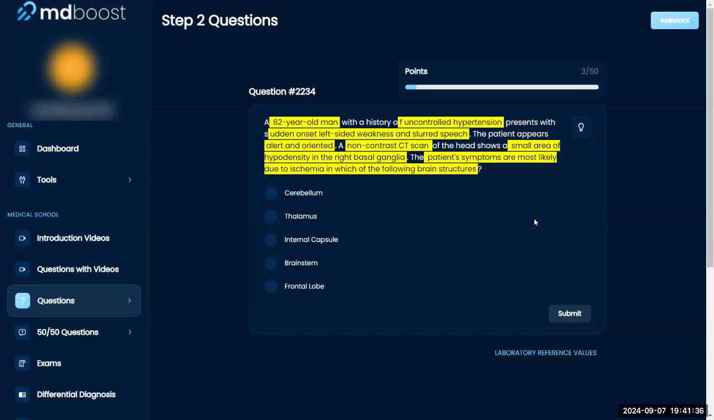Basal ganglia. I was first thinking, okay, so thalamus, internal capsule is going to cross over. It's going to be like movement, but he has weakness. Brain stem would be more like breathing issues. Medulla oblongata. Frontal lobe would be cognition. He seems to be alert and oriented, so he's okay there. Cerebellum I like, but it doesn't make the whole picture. Internal capsule also makes sense to me here.